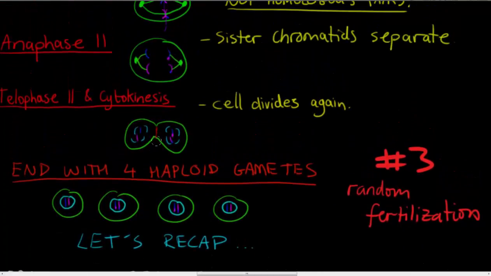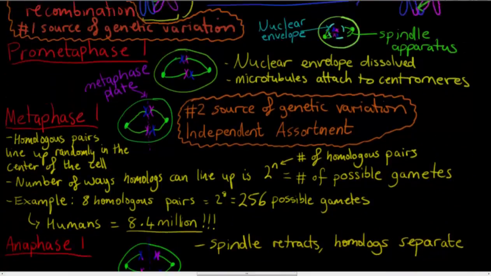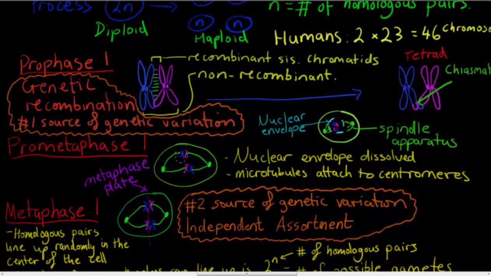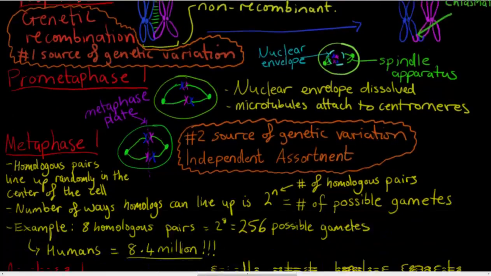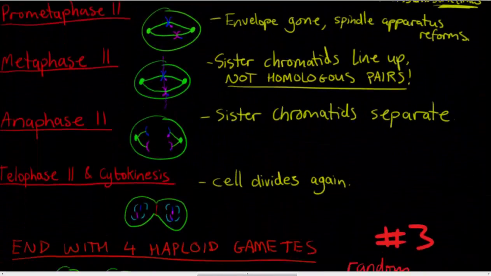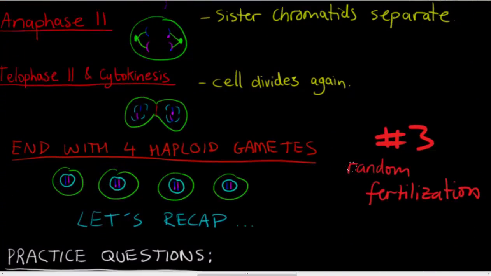The cell divides again with the cleavage furrow. The nuclear envelope begins to reform around the chromosomes that have been separated. And obviously I just followed one cell. There's another cell doing this. So at the end, we're left with 4 haploid gametes: 1, 2, 3, 4 cells with 2 chromosomes in each one. We started off with one cell that had 4 chromosomes, so we've gone from 2n, 1 cell, to 4 cells of just n. Then finally, the last source of genetic variation is random fertilization.